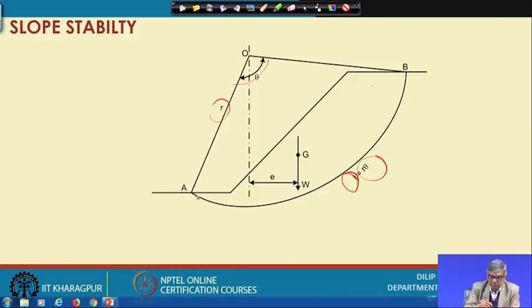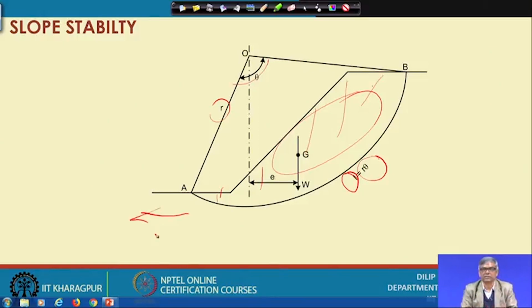What is the meaning of assuming this slip surface? We assume that this soil mass, from here to here, will try to move as a block along this way. Since it is a slope and we have assumed a circular slip surface, this mass will rotate, and it will rotate with respect to some point, that is the center.